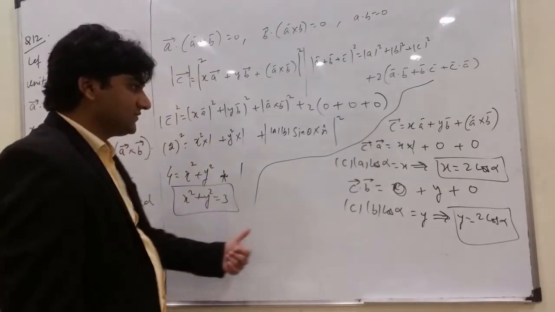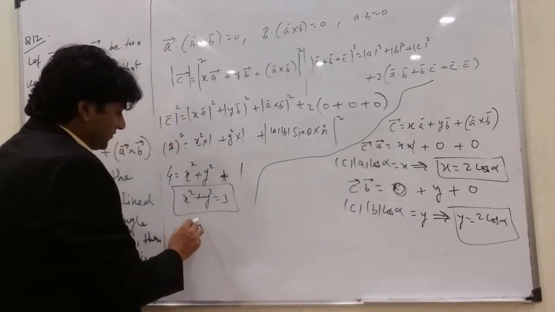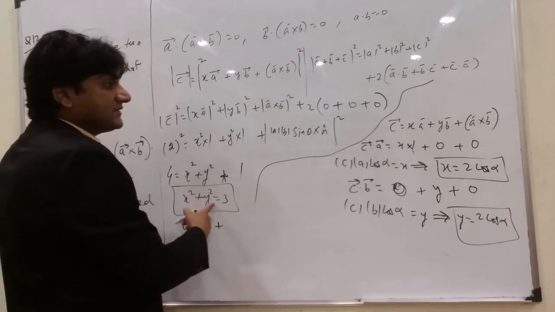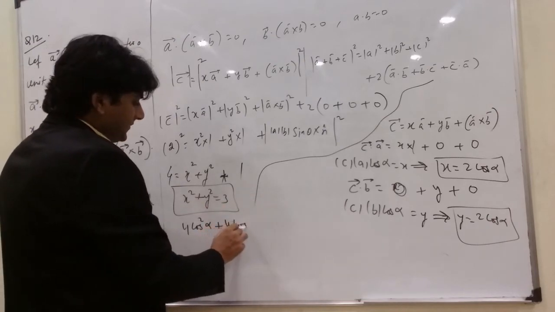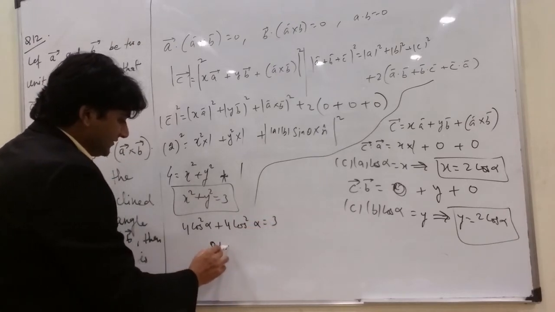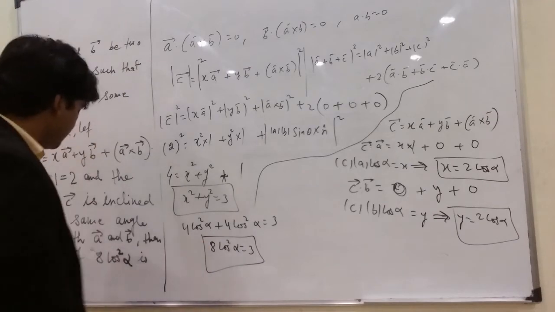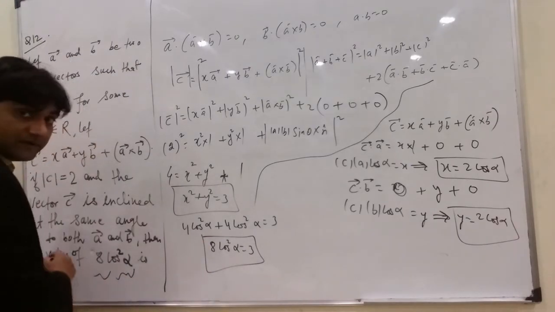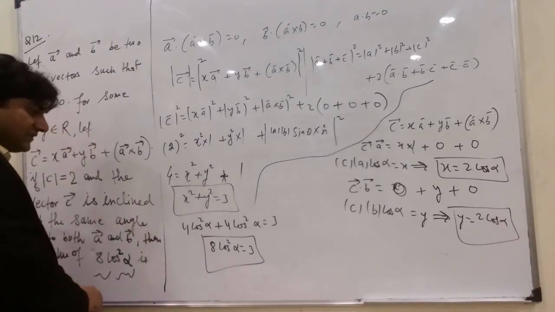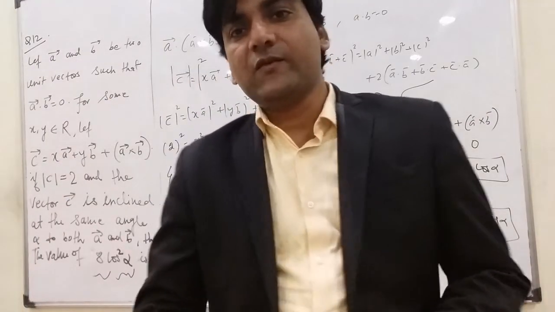Now put those two things over here. 2 cos alpha whole square, which is 4 cos square alpha. Then y square again, 4 cos square alpha equals 3. So this is 8 cos square alpha equals 3. Question was find the value of 8 cos square alpha. So 8 cos square alpha is 3. So it's a pretty simple question.